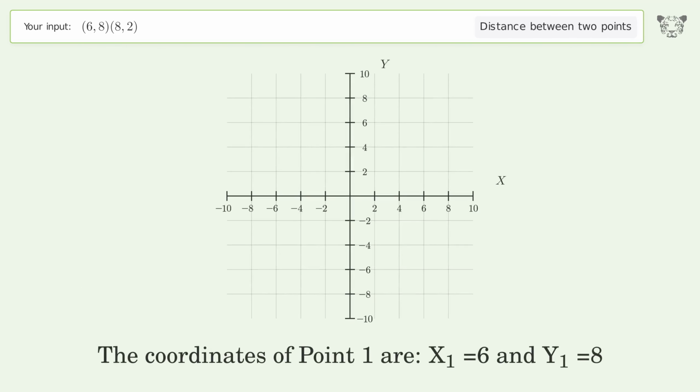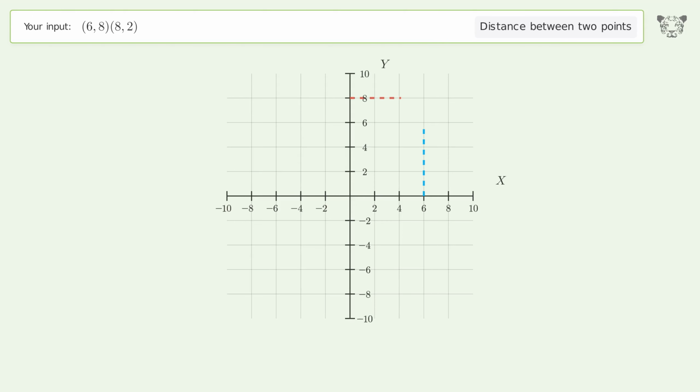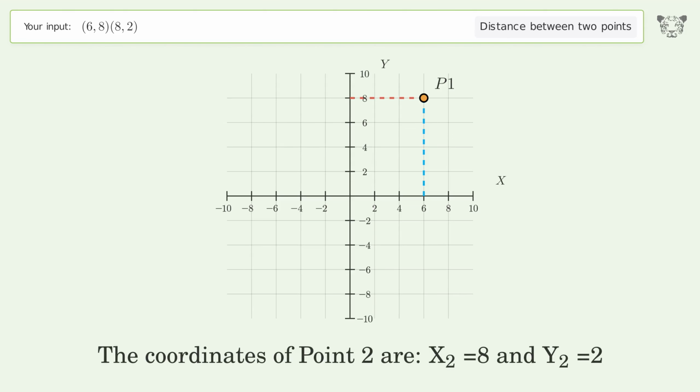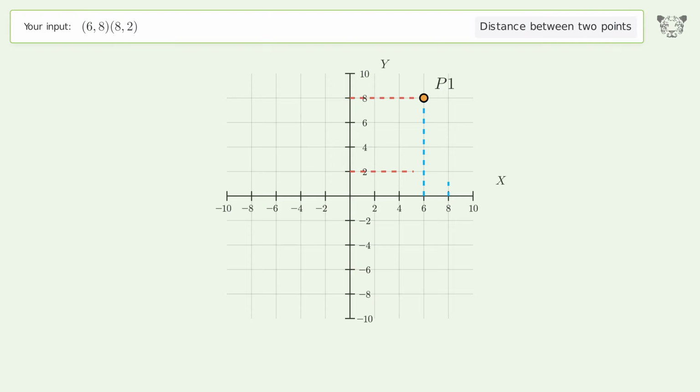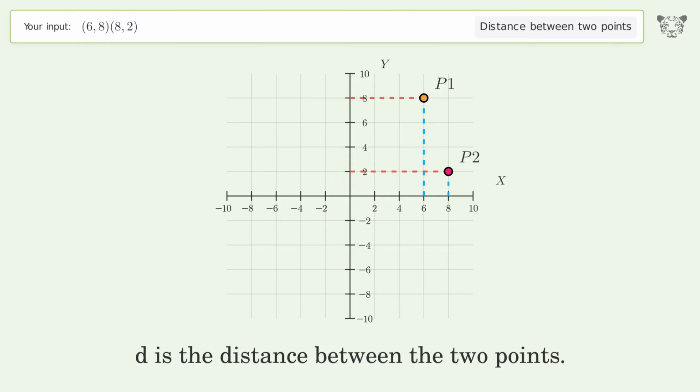The coordinates of point 1 are x1 equals 6 and y1 equals 8. The coordinates of point 2 are x2 equals 8 and y2 equals 2. D is the distance between the 2 points.